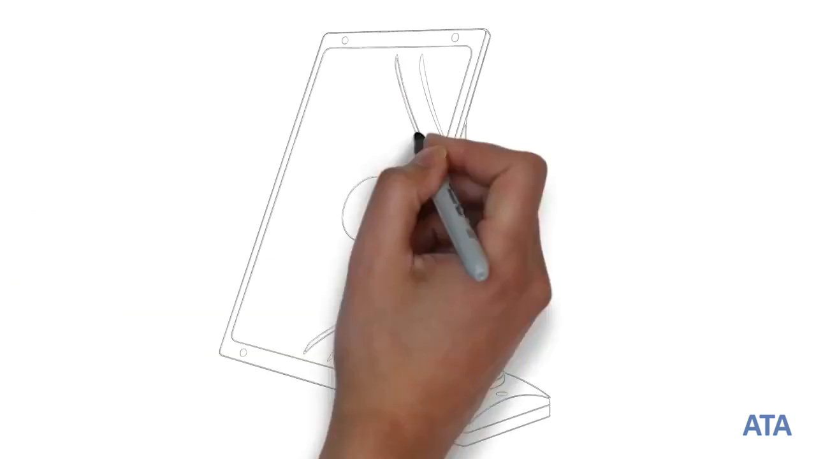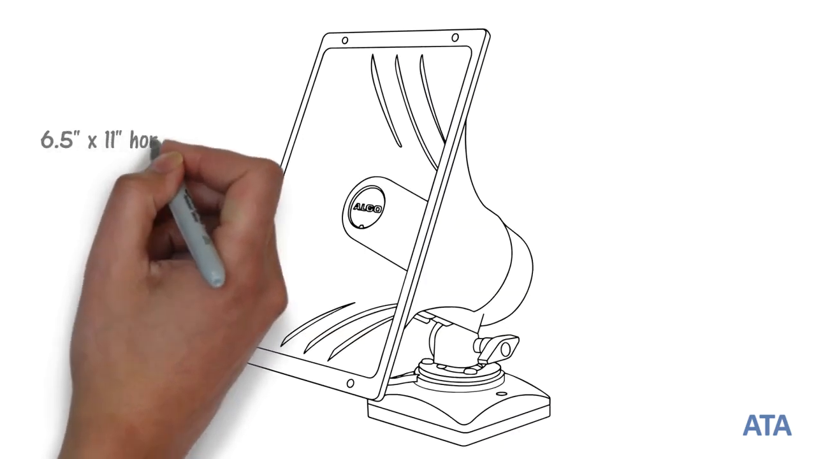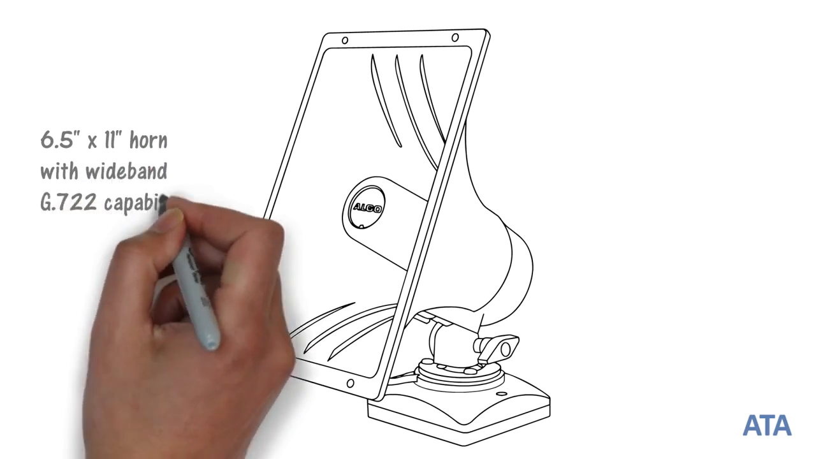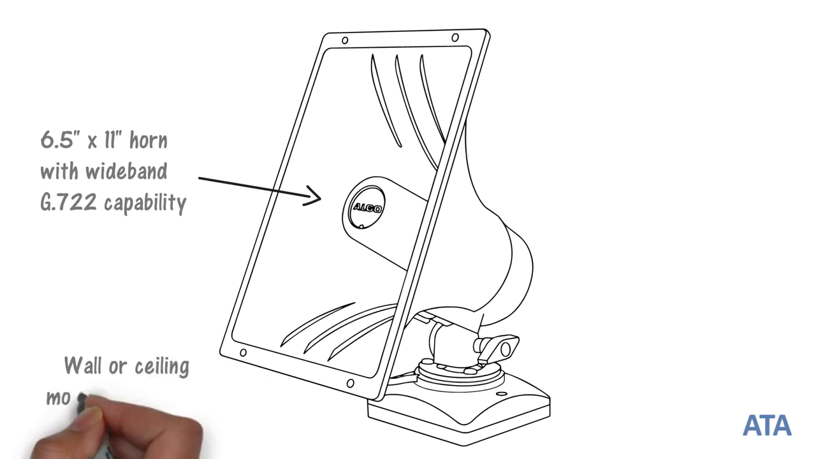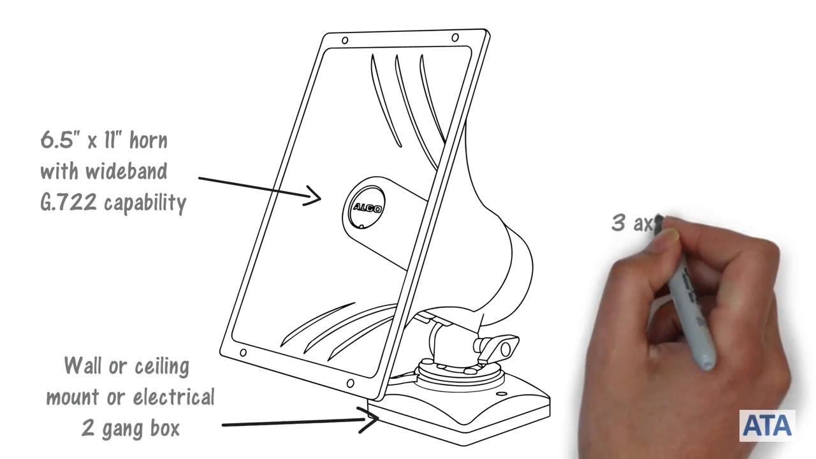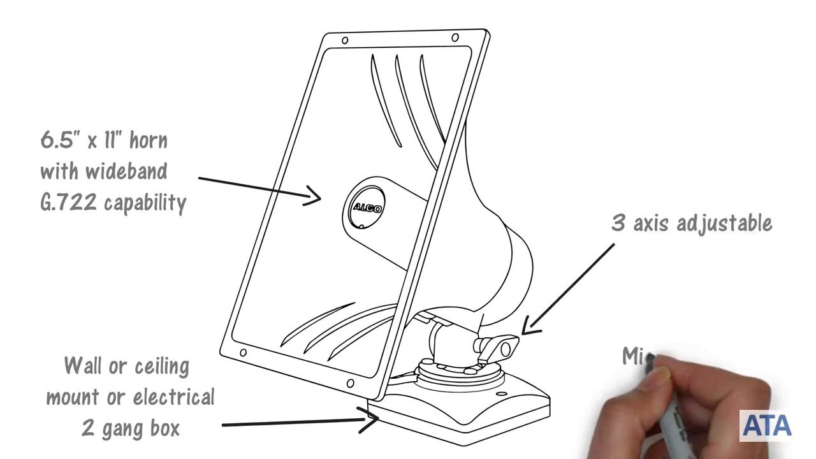Some key features of the 8186 horn speaker include a 6.5 by 11-inch horn with excellent speech intelligibility, supporting both G711 narrowband and G722 wideband codecs. The horn speaker may be wall or ceiling mounted or attached to a double-gang electrical box. Ergonomic adjustment knobs allow for easy horizontal, vertical, and rotation adjustment.